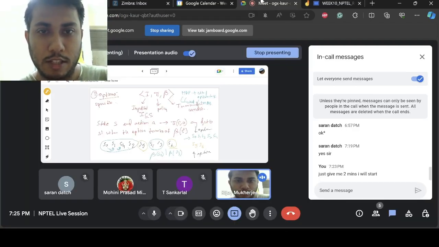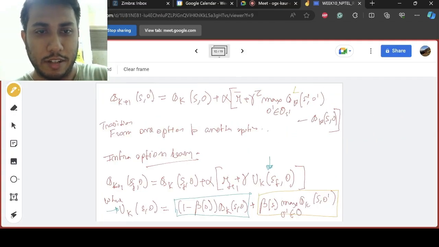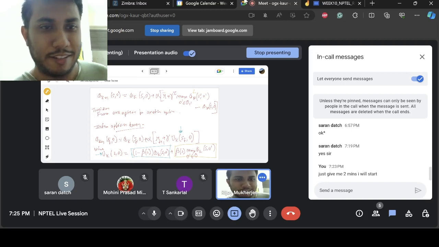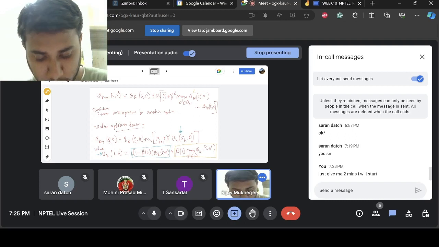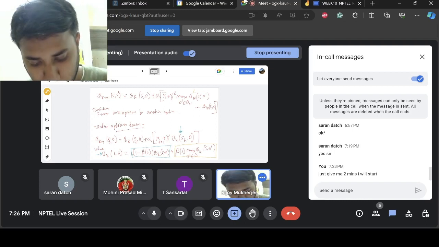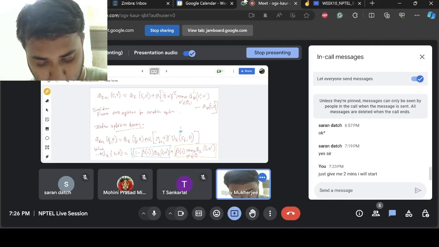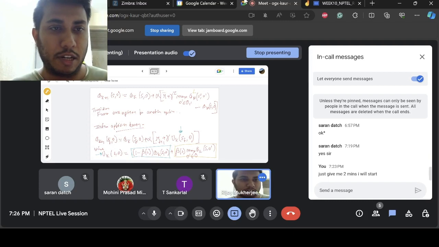Is this part clear? I hope this one is very easy to understand. Not much tough there. So if you have any doubt, you can ask regarding this.